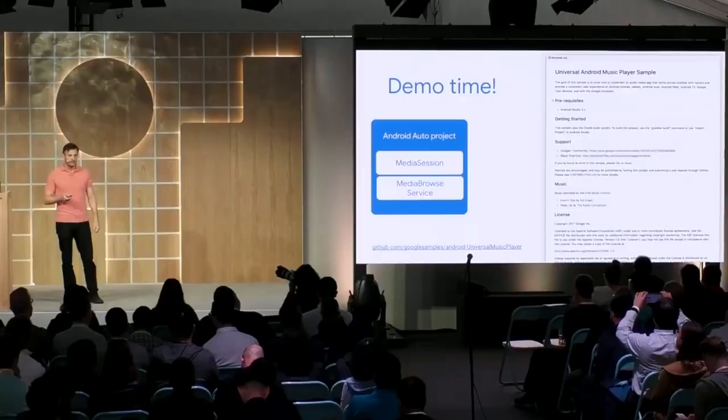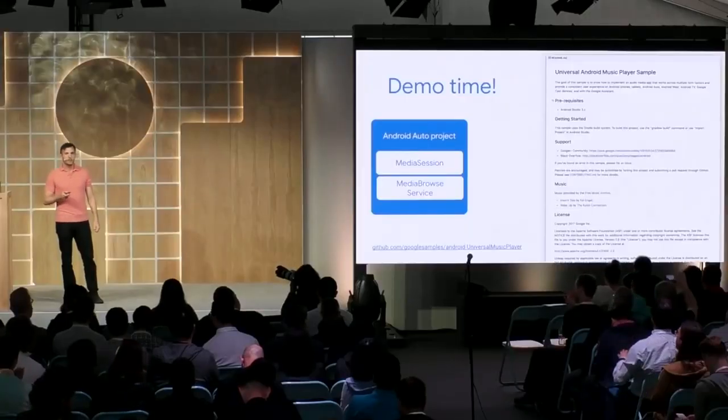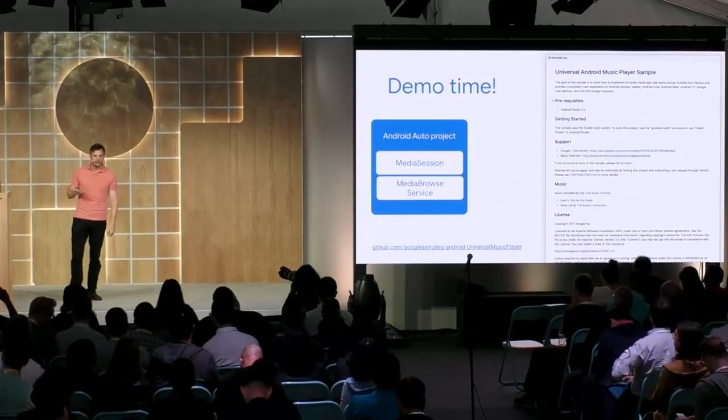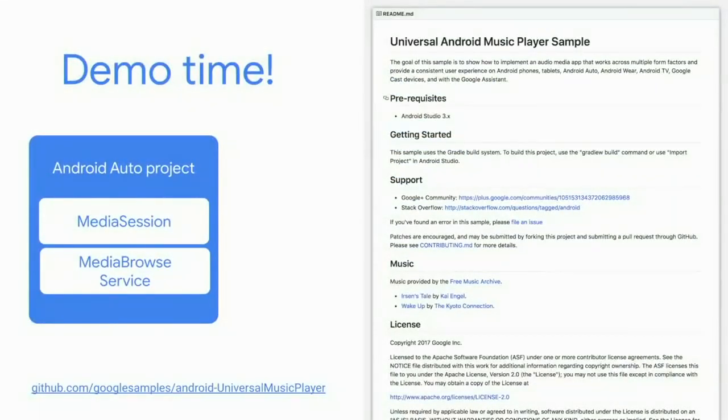So to fast forward my demo, I'm going to start from an existing project. This project is a simplified version of the Universal Media Sample app. This sample application is provided by Google. It's publicly available on GitHub. It contains all the pieces of a complete media application. It does streaming, implements media session and media browse. So I'm going to start from here.